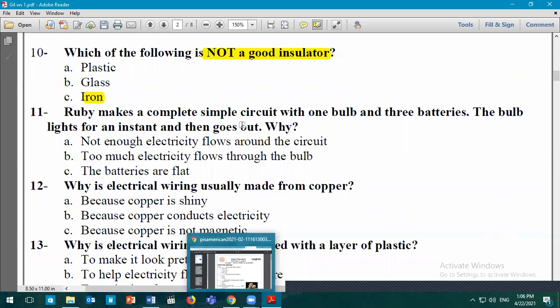Ruby makes a complete simple circuit with one bulb and three batteries. The bulb lights for an instant and then goes out. So she used one bulb but three batteries, and it worked a little bit, but then everything went out. What do you think happened? Not enough electricity flows around the circuit, or too much electricity flows through the bulb, or the batteries are flat. She only had one bulb and three whole batteries.